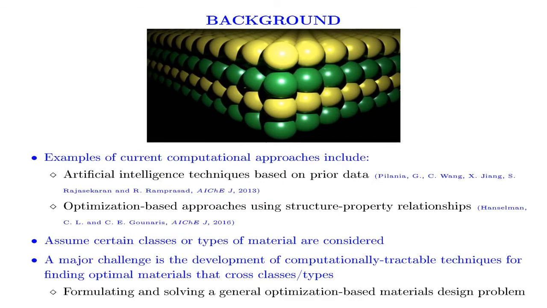Examples of current computational approaches include artificial intelligence techniques based on prior data and optimization-based approaches using structured property relationships. They assume that certain classes or types of material are considered. However, a major challenge to formulate and solve a general optimization-based material design problem is the development of computationally tractable techniques for finding optimal materials that cross classes and types of material.